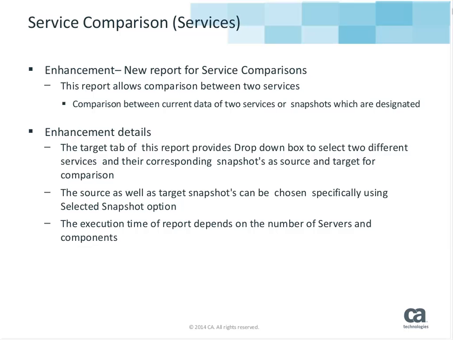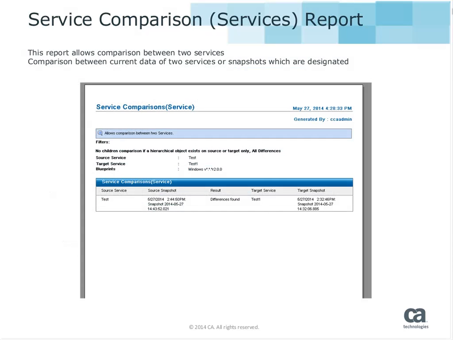So the target tab of the report provides a drop-down box to select two different services and their corresponding snapshot as a source and target for comparison. So we want to do that analysis. The source as well as the target snapshot can be chosen specifically using the select the snapshot option. The execution time of the report depends on the number of servers and components and so forth. So this report allows comparison between two services, the comparison between the current data of two services or a snapshot which are designated. So this is a simplified report I grabbed.